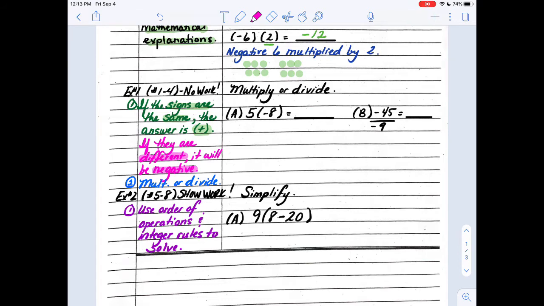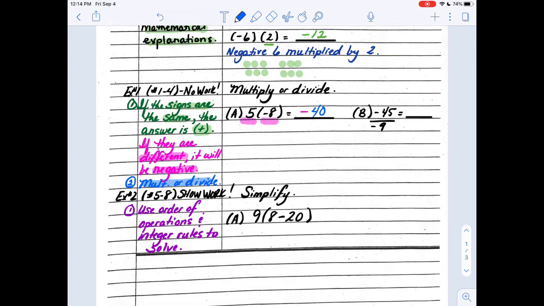So let's go ahead and look at problem A. I have a positive and I have a negative. Those are definitely different signs, which means I know before I do any mathematical calculation, my answer will be a negative. Once I know if my answer is going to be positive or negative, then I'm going to multiply or divide to get my answer. What is 5 times 8? 40. So my answer of 5 times negative 8 is negative 40.